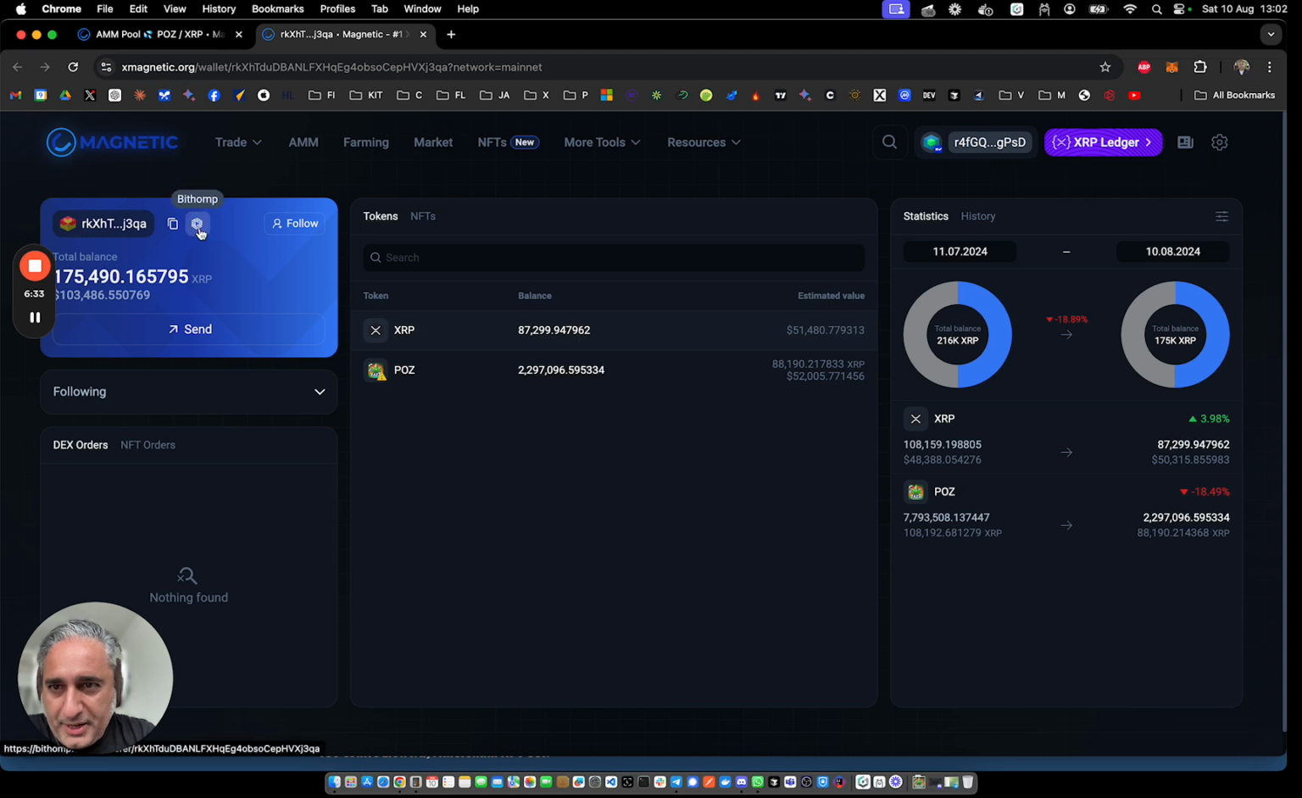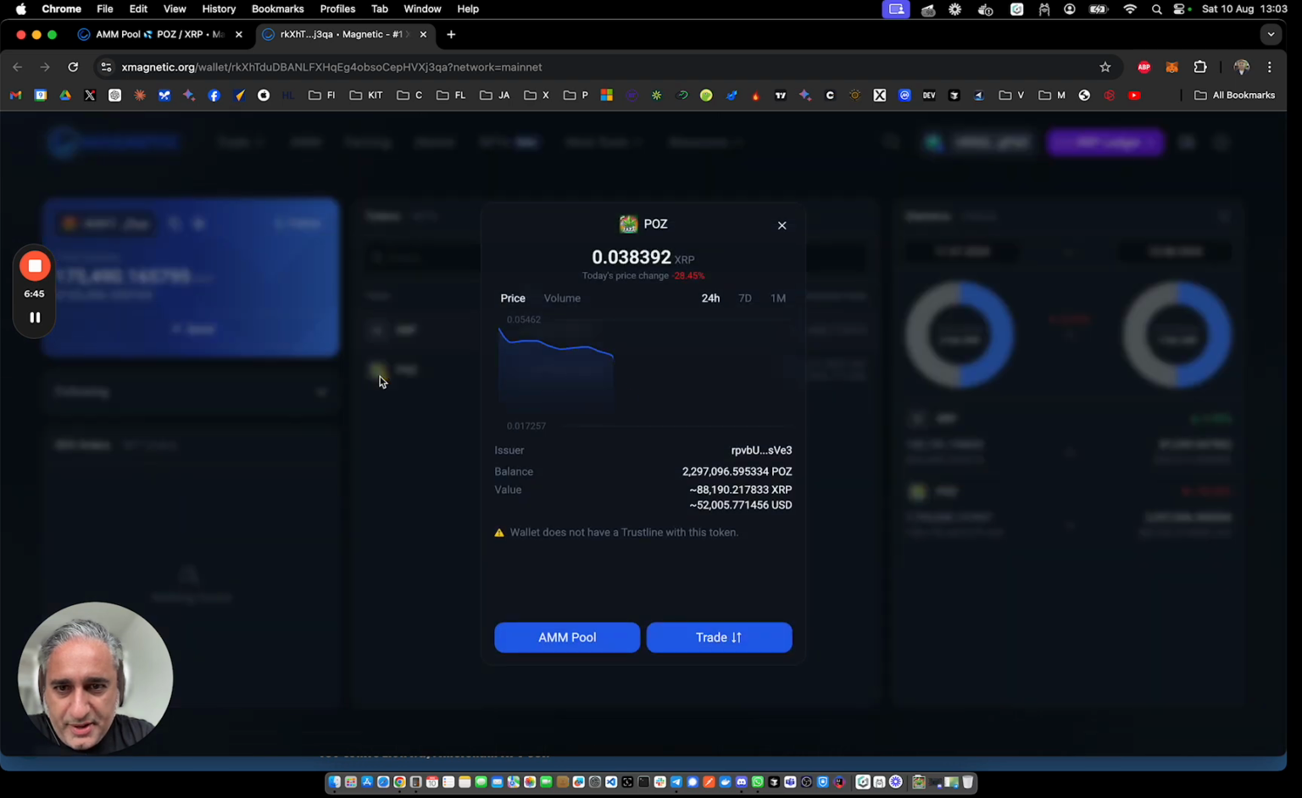There are links to BitHomp if you want to look at the transactions that have been occurring on the ledger against this. It shows you the two assets, and I think incorrectly here it's showing that I don't have a trust line with POS. If you see this little exclamation mark, wallet does not have a trust line with this token. I think that's wrong. I do, because if I genuinely didn't have a trust line, this would also give me the option of creating a trust line, and maybe we can look at that later.